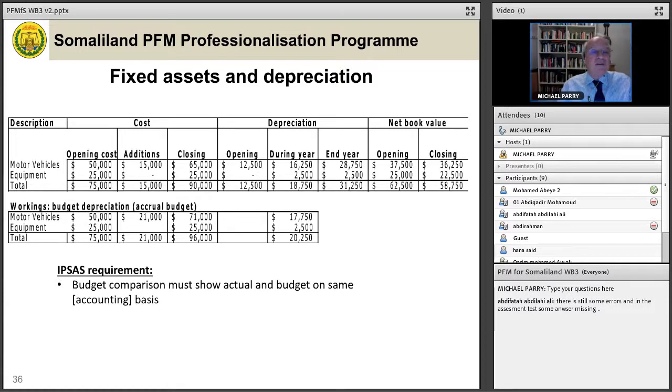And this schedule, which you should always produce if you're using accrual accounting, it should always be part of your notes to the accounts, shows how you calculate your fixed assets and your depreciation. You take the opening cost, which was given to you, you add your additions to get the closing cost of the vehicles.